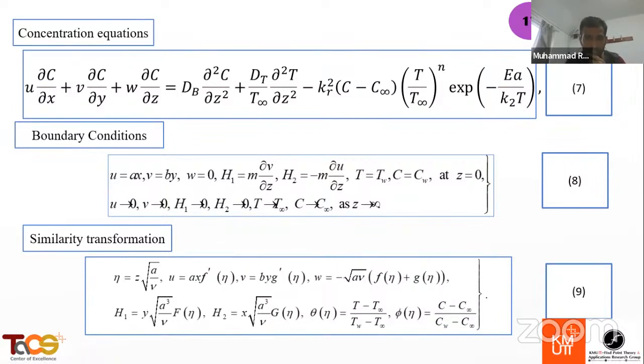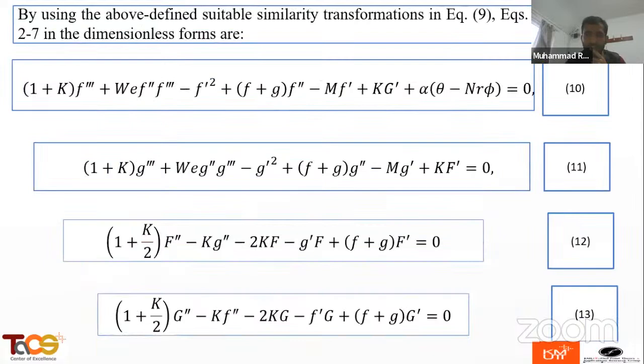above mentioned partial differential equations are converted into ordinary differential equations, which are defined in equation number 10, which is the velocity equation in dimensionless form in the x direction. In equation number 11, the velocity equation in dimensionless form in the y direction. Similarly, equations number 12 and 13 are the micro-rotation equations defined in dimensionless form.